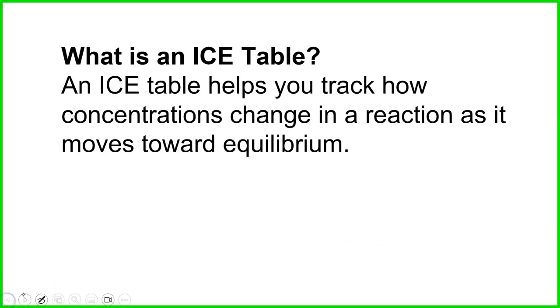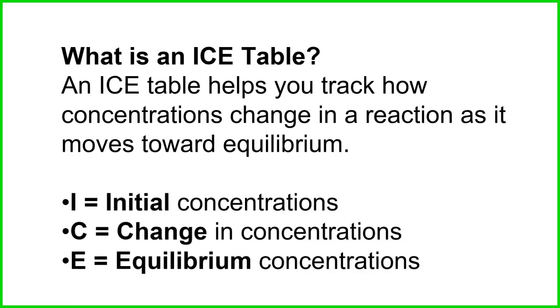So what is an ice table? An ice table helps you track how concentrations change in a reaction as it moves towards equilibrium. We're going to use the exact same I is your initial concentration, C is the change, and E is your equilibrium concentration. I usually also include R, which would be the reaction. So either ice or rice tables.